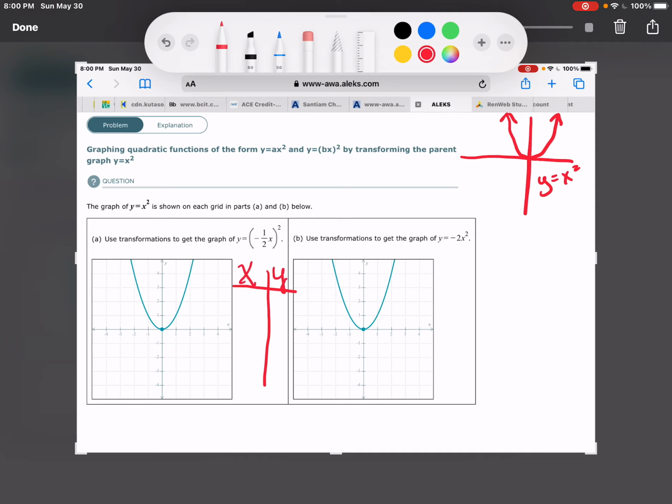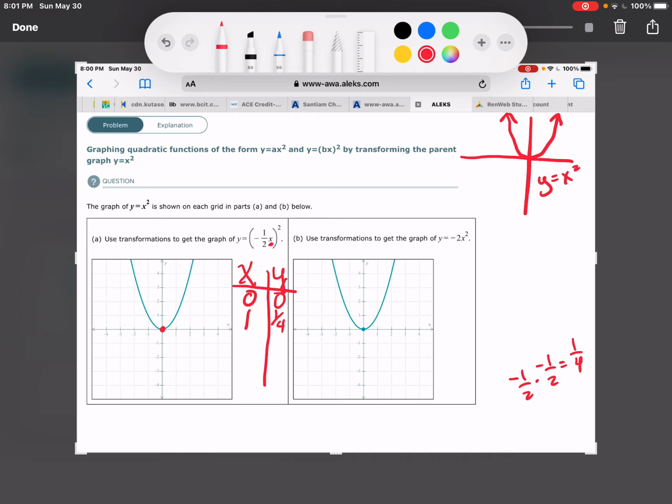So if I were to plug in 0 for x, then I would have 0 plugged in right there. So I'd have negative 1/2 times 0, which is 0, and 0 squared is 0. So we still have this point. That's great. And then if I plugged in a 1 for x, I would have negative 1/2 times 1, which is negative 1/2. And then I'm going to do negative 1/2 squared, which is this. So that becomes a positive 1/4. So I'm going to have the point 1 and 1/4.